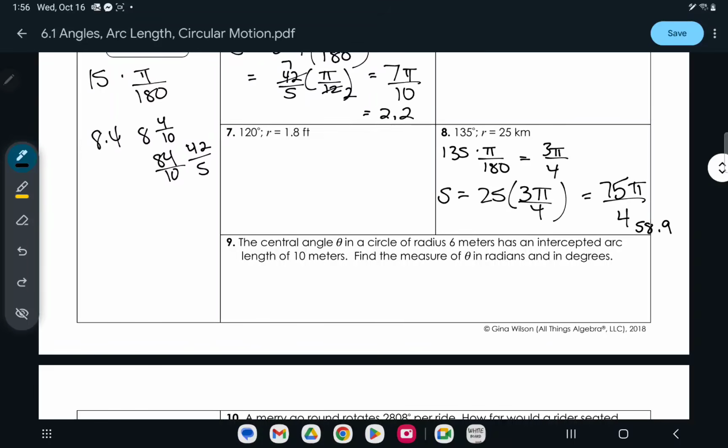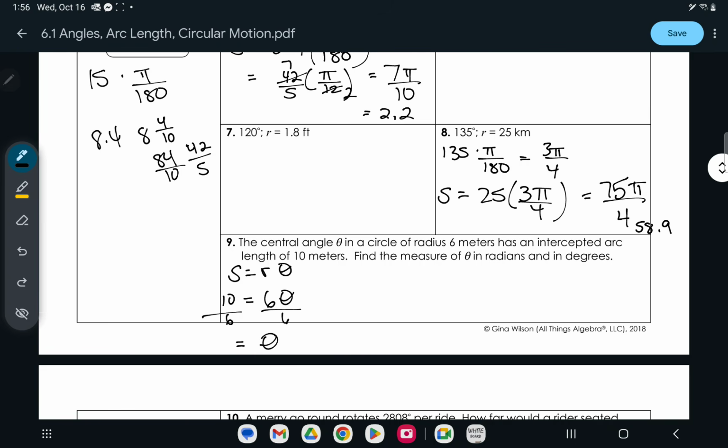All right, let's see if we weren't given some information we had to solve. So I'm going to write the formula, R theta. Oh my gosh, I cannot draw theta, save my life. Okay. Central angle theta in a circle with radius 6 has an intercepted arc of 10. We want to solve for theta in radians and degrees. So I can just divide both sides by 6.